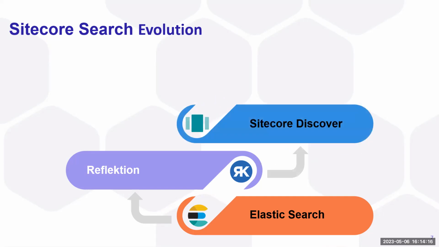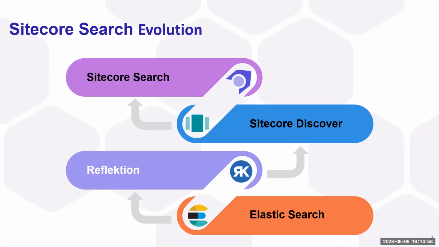Following the acquisition, Sitecore introduced Sitecore Discover, a product that leverages AI and machine learning to provide personalized recommendations and content to the user. So Sitecore Discover is built on top of Reflektion. So you can see the hierarchy: first of all, it's Elasticsearch, then Reflektion, then Sitecore Discover. Sitecore Discover lets you create best-in-class, engaging, and predefined personalized shopping experiences across all e-commerce channels.